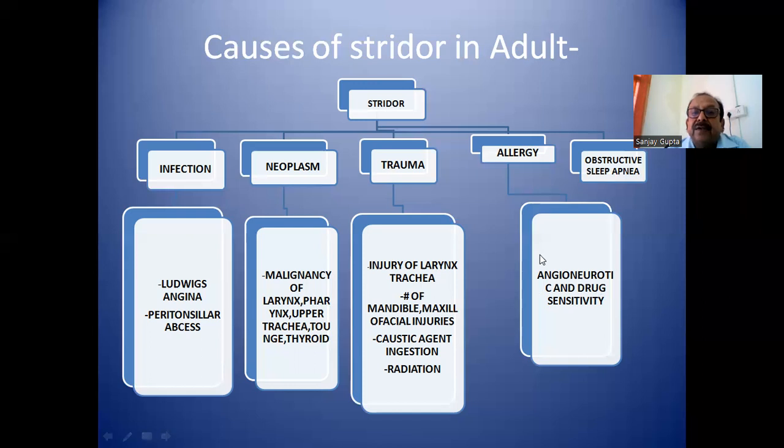Allergies: the common allergies causing stridor are angioneurotic edema, where there is edema of the larynx, and various drug allergies. Finally, obstructive sleep apnea.